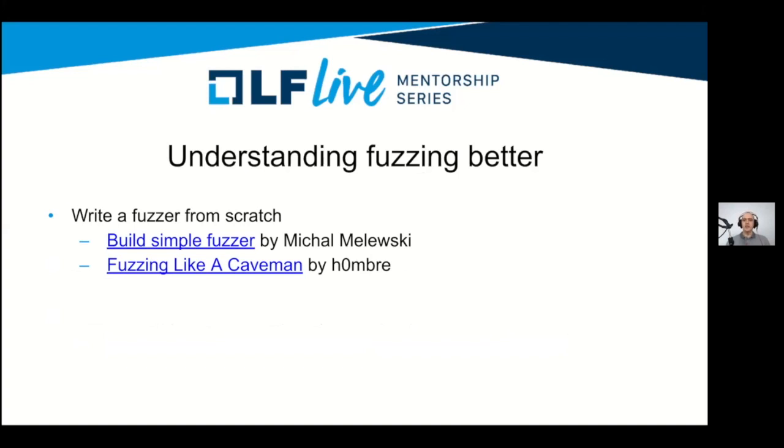And to understand fuzzing better, I think the best exercise that you can do is write a simple fuzzer from scratch. And here I linked to articles by people. Basically, they just wrote 100 lines of Python code and they wrote a simple fuzzer for a target that they chose. Some of those fuzzers are coverage guided. You can do all kinds of stuff. I mean, just try to figure out how it works by yourself. And this is a great way to learn about fuzzing.